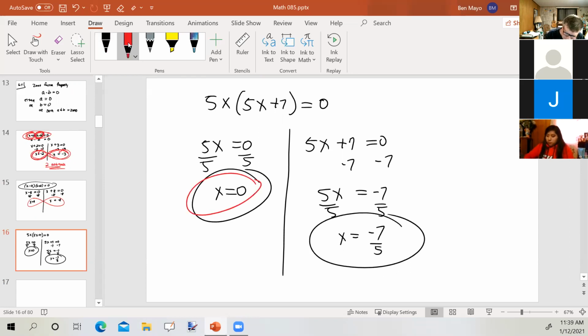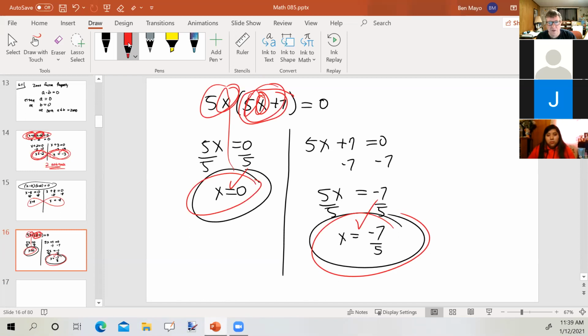If we take x as 0 and put it right there, 5 times 0 is 0. 0 times anything is 0, so that one checks. If we take -7/5 and put it right there, 5 times -7/5 is -7. -7 plus 7 is 0. Anything times 0 is 0. So that one checks.